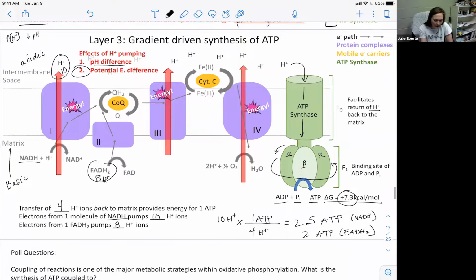Okay, this is the 3 layers. This is oxidative phosphorylation. So what's oxidized and what's phosphorylated? Why do we call it oxidative phosphorylation? What do y'all think? What is oxidized and what is phosphorylated? Anybody remember?